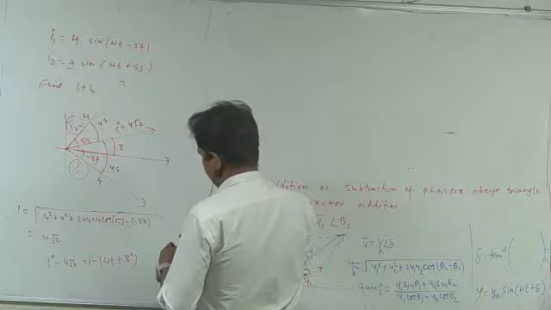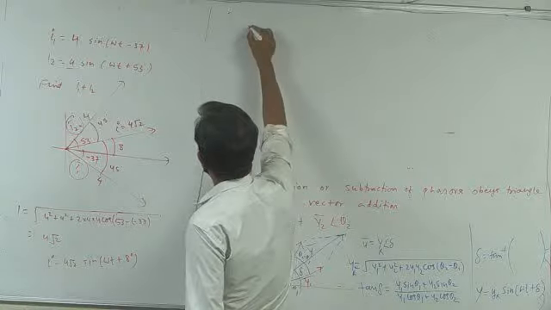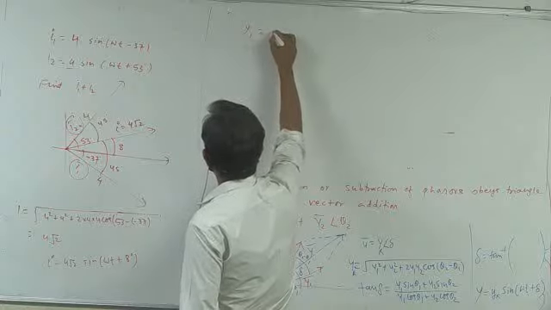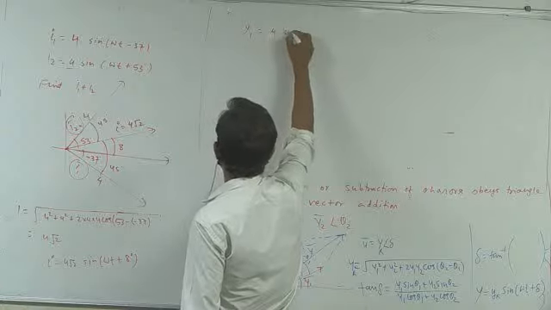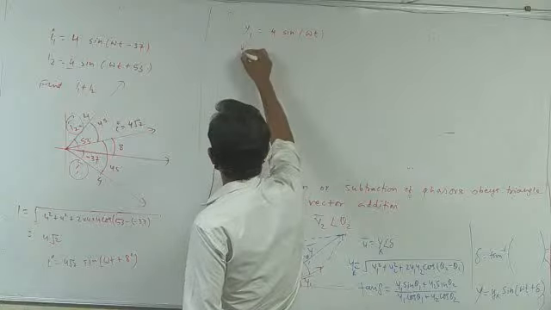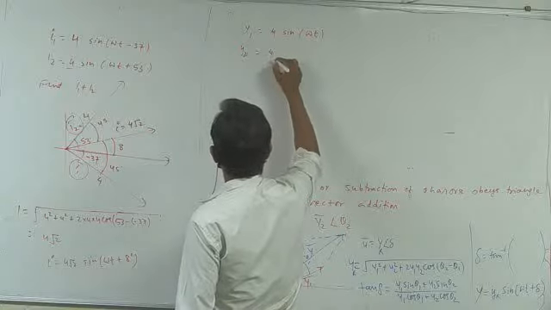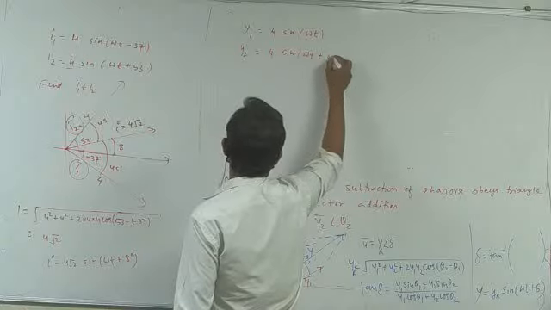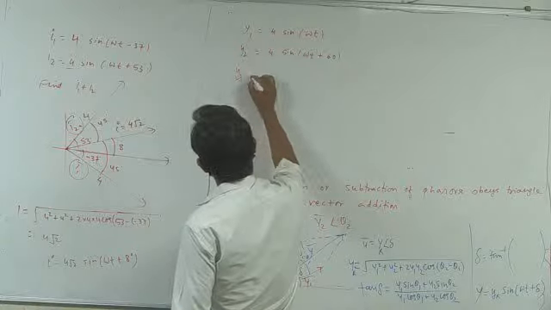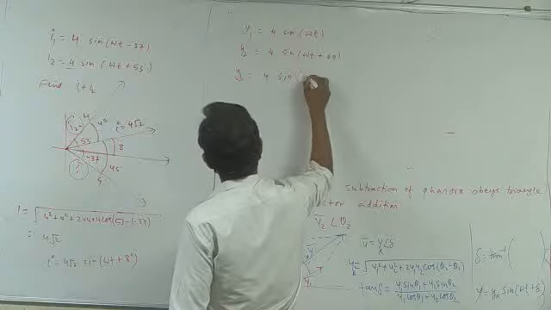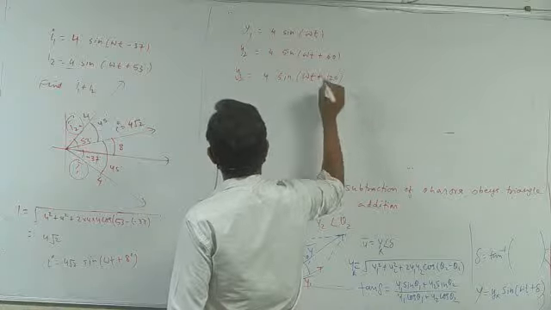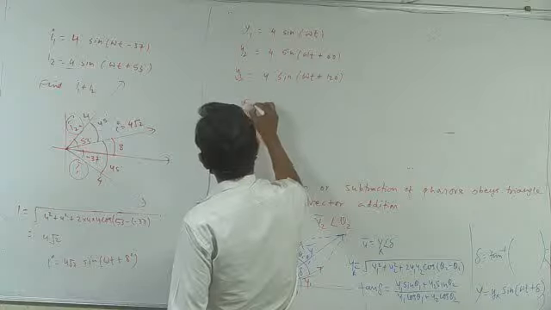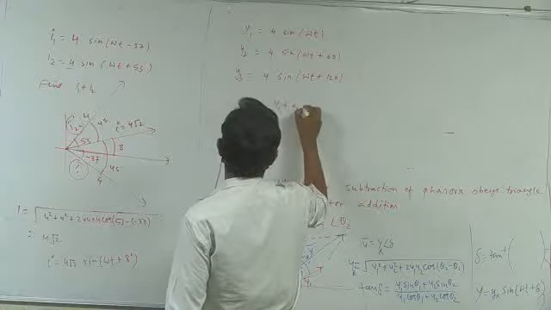So I am giving one other question. You have been given y1 equals to 4 sine of omega t, y2 equals to 4 sine of omega t plus 60 degree, and y3 equals to 4 sine of omega t plus 120 degree. And I'm asking you to find y1 plus y2 plus y3.